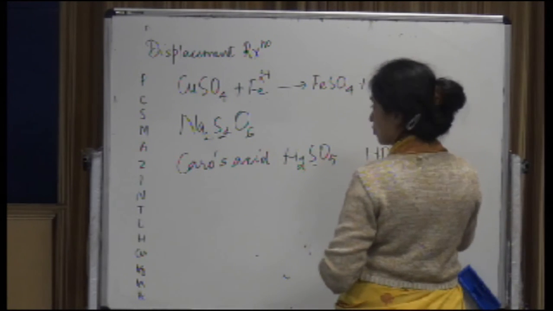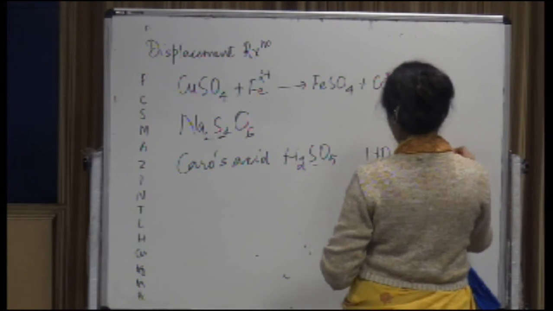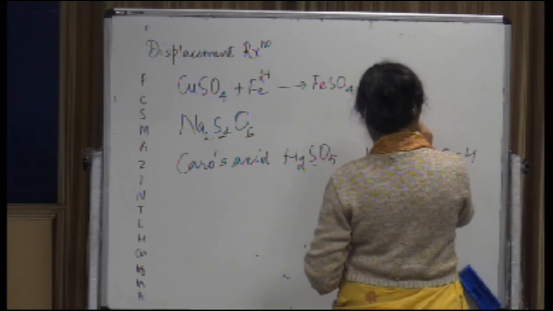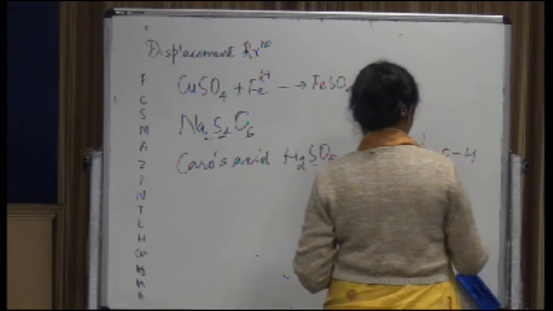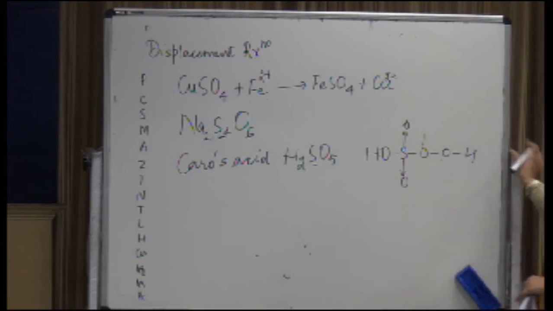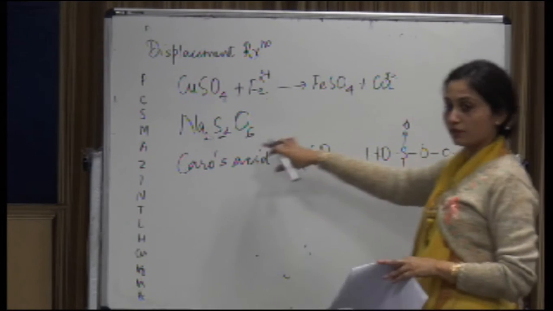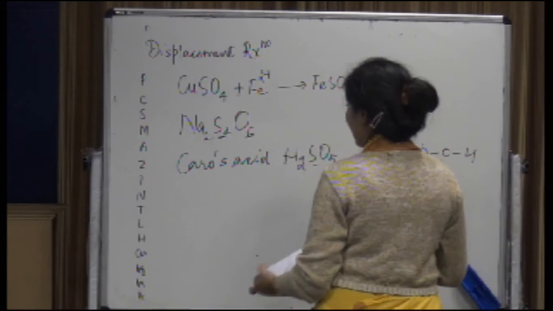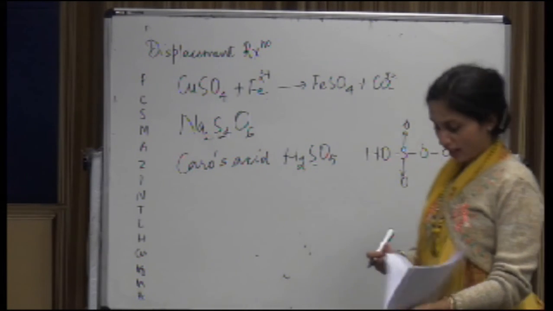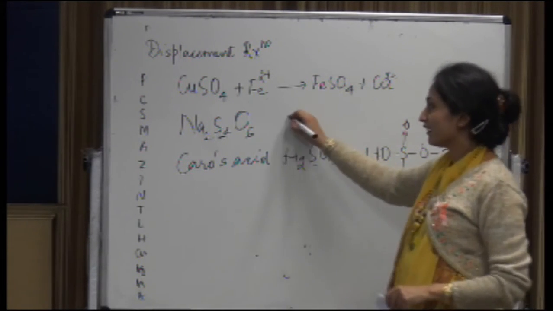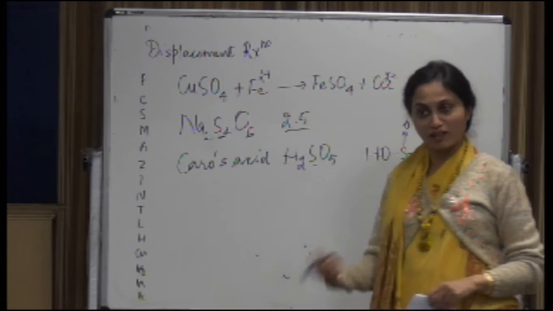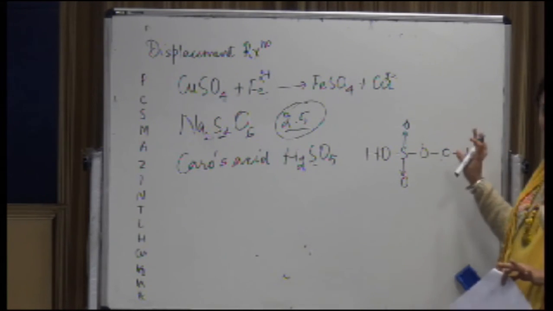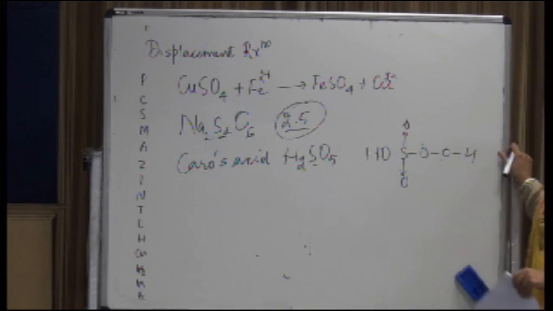It will be HOSOOH, and you have sulfur forming 2 oxygen bonds like here. For Na2S4O6, the sulfur is 5/2 or 10/4, that is 2.5. This is for the oxidation state of sulfur in Na2S4O6. What about this one? Agree?